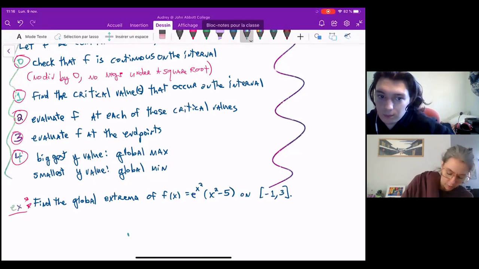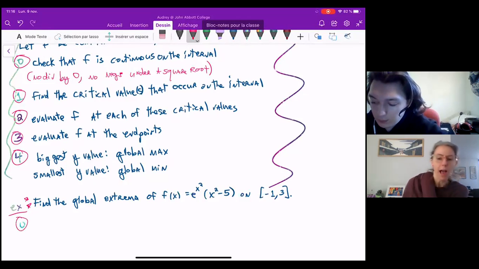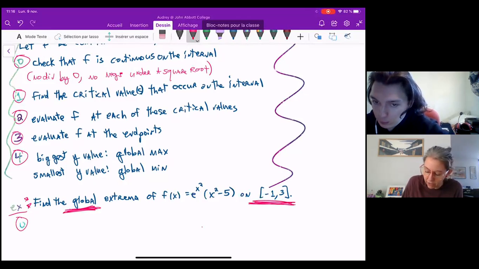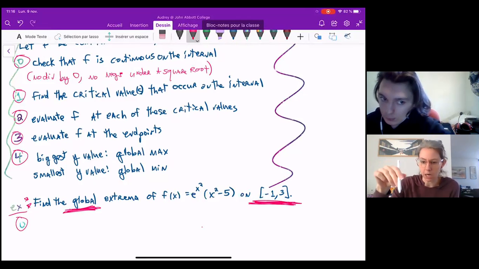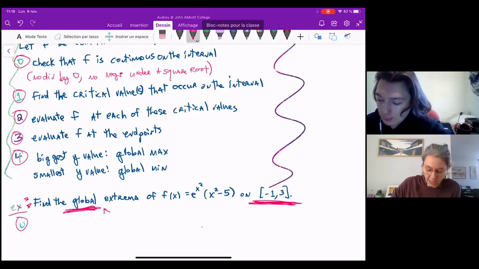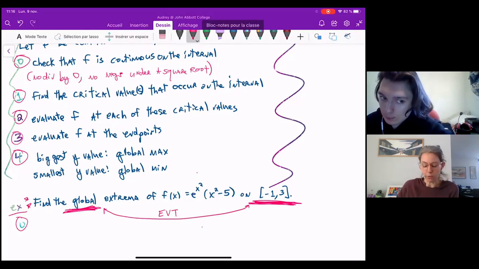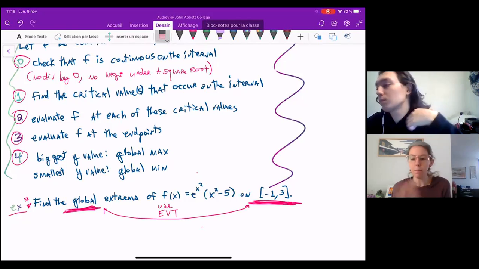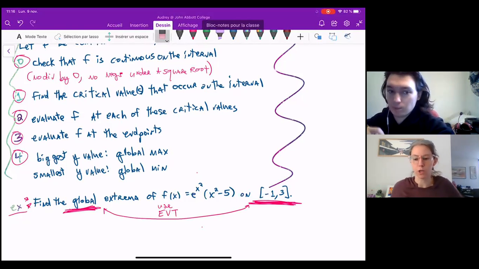So let's look at step 0. Actually, before I do this, let's read the question together. It says, find the global extrema of f of x equals the function on this interval. The fact that it's telling you global extrema and it's giving you a closed interval, those are a clue that you need to be using the theorem and the guidelines that we just saw. So like these two things together are the things that tell you to use the extreme value theorem. Right, so that means I'm not going to be making a table of values like with the first question we did today.